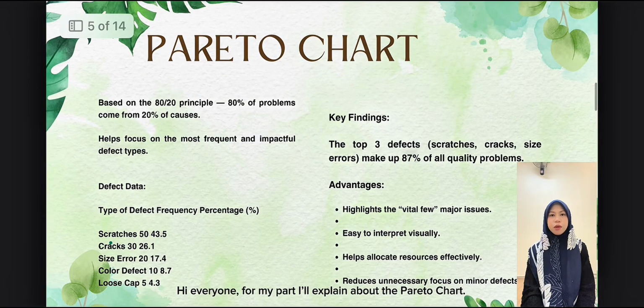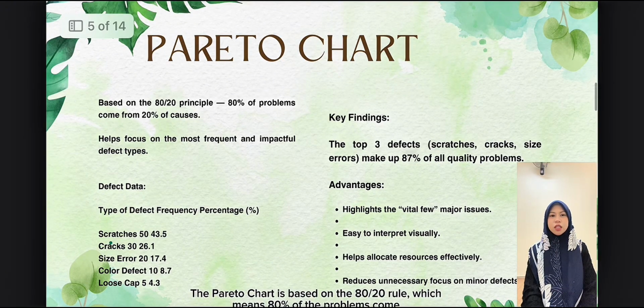Hi everyone, for my part, I will explain about the Pareto chart. The Pareto chart is based on the 80/20 rule, which means 80% of the problems come from 20% of the causes. So it helps the company focus on the main issues that cause most of the defects.